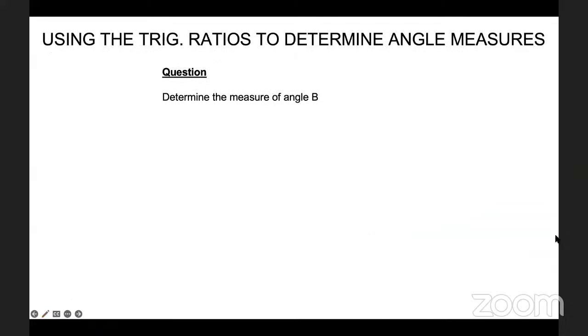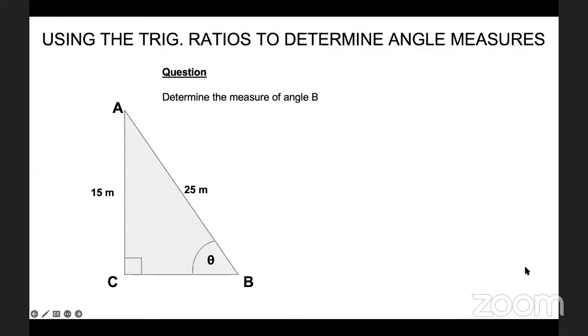All right, using the trig ratios to determine angle measures. Determine the measure of angle B. Let us look at the triangle. So now we are looking at a right triangle. You're given two sides and you need to find the missing angle. What ratio are we going to use here? What are the questions that you're going to ask yourself?